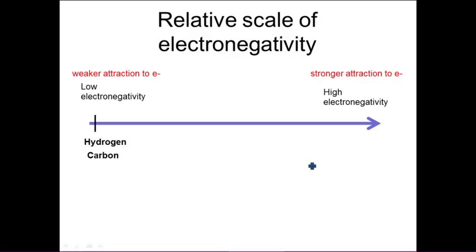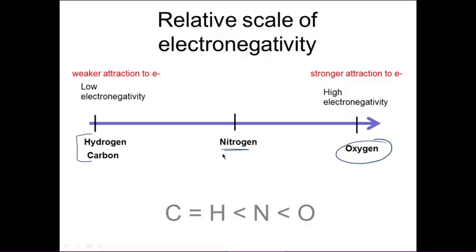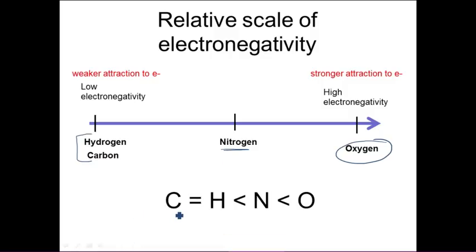Right there in the middle is nitrogen. And then down here on the high electronegativity end is oxygen. So oxygen is always the bully. Oxygen, out of these four, is always going to have the highest electronegativity, and hydrogen and carbon are going to be the weakest kids in the class. They don't have very strong electronegativity at all, and then nitrogen's right there in the middle. Another way to write this would be this: carbon and hydrogen have equal, and then nitrogen is higher and oxygen is higher.